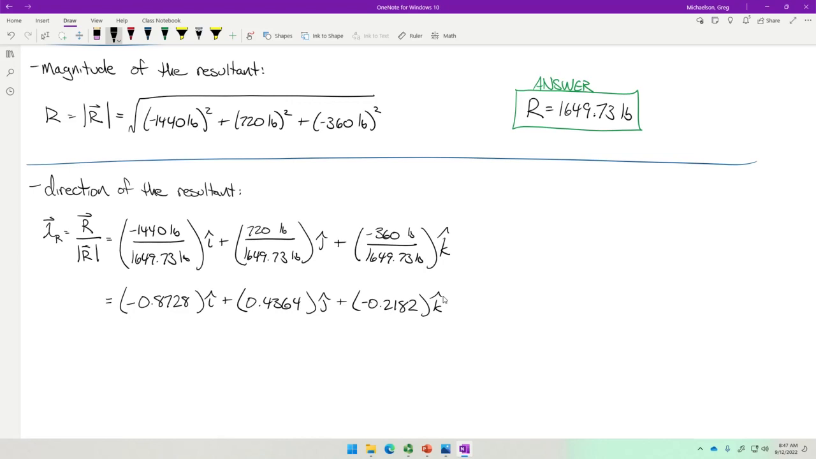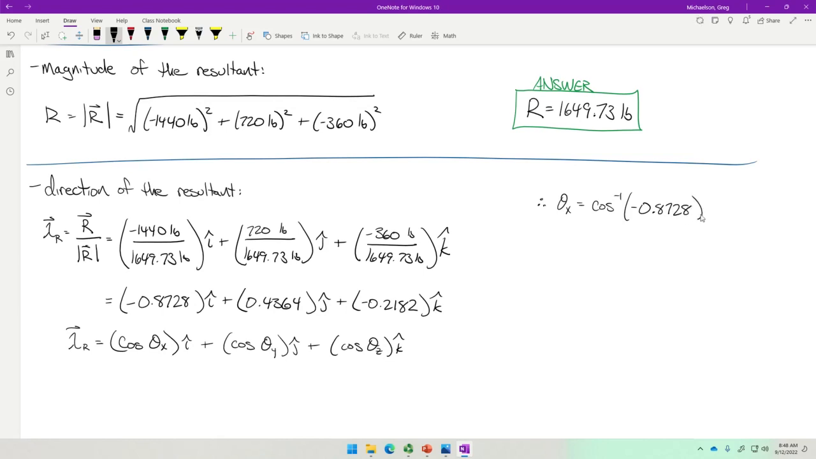But here's the thing. I also propose that lambda R is the cosine of the angle from the x-axis times I, plus the cosine of the angle from the y-axis times J, plus cosine theta z times K. In other words, let's do one of these, and I think it'll be easier to explain. If I want to determine, let's say, theta x, what I do is I take the cosine inverse of negative 0.8728. And when I do that, I'm going to get something like 150.79 degrees.